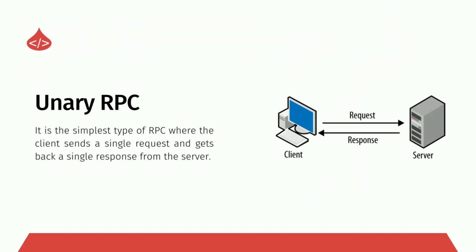So first let's see what is gRPC Unary API, or we can also call it Unary RPC. Unary RPC is the simplest type of RPC where the client sends a single request and gets back a single response from the server. So we can say that it is similar to REST API, which is very commonly used. From a client application, we can send a request to the API in the server, and the client application will receive a response for that particular request. Now let's implement the gRPC Unary API in a .NET C# project.